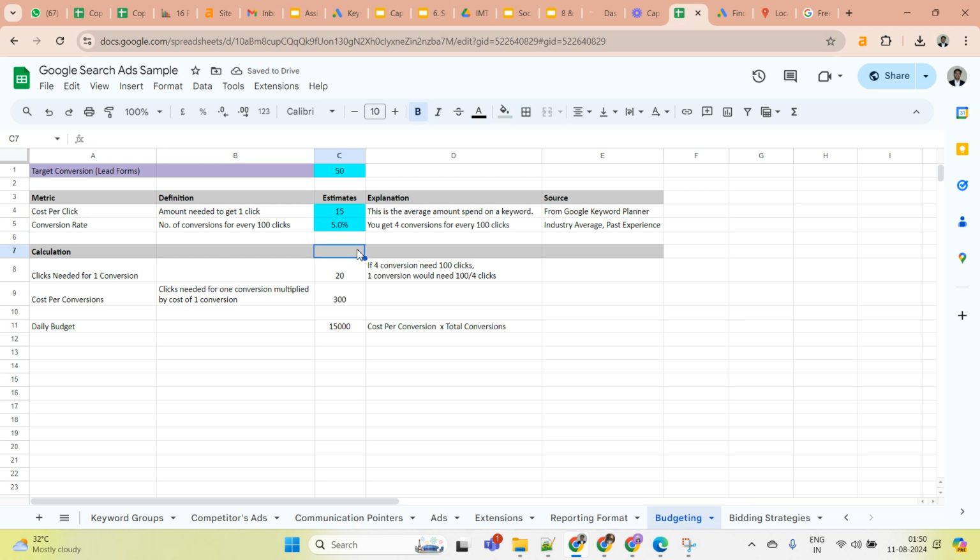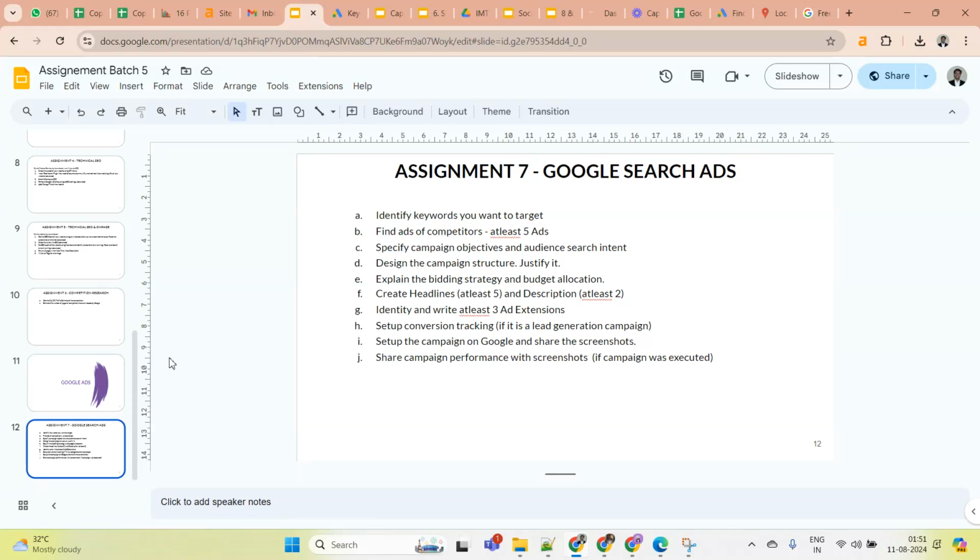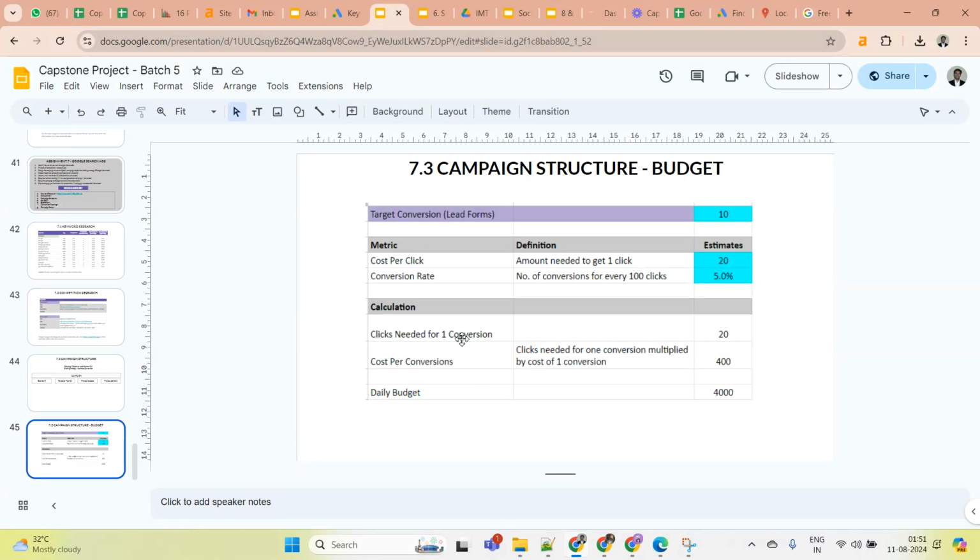5% means out of 100 people who are visiting the page, at least 5 of them will fill the form. So if you do this, okay, then you need to have a budget of at least 15,000 per day. So you can add some numbers here, take a screenshot and paste it in this assignment sheet here like this.